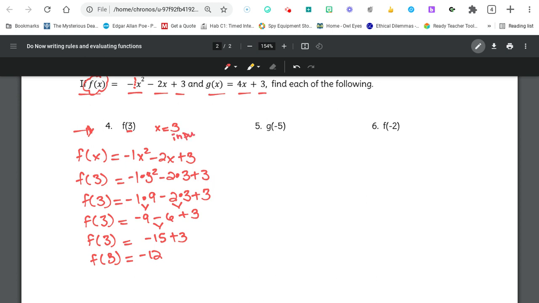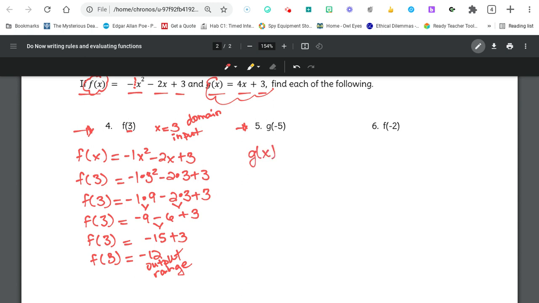Input, output, domain, range. Same thing, guys. All right, 5 says evaluate g of negative 5, so I'm going to use this one.